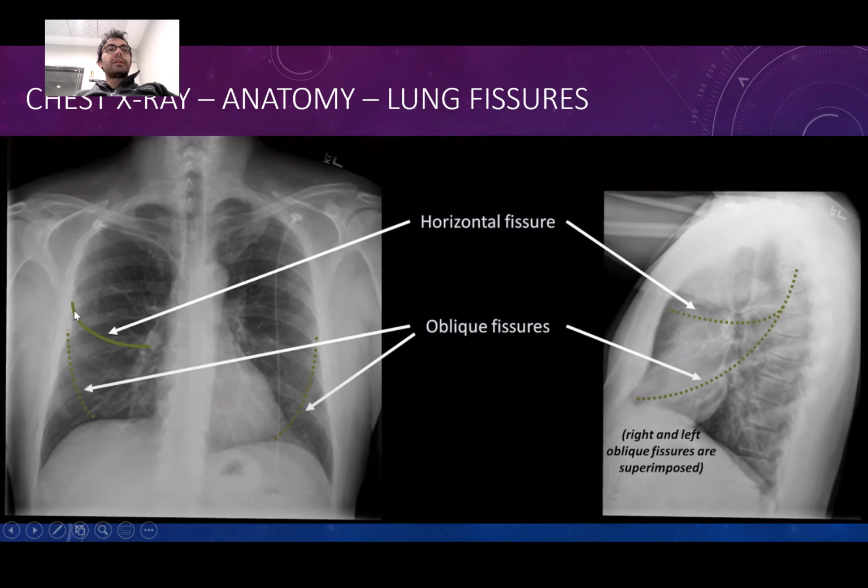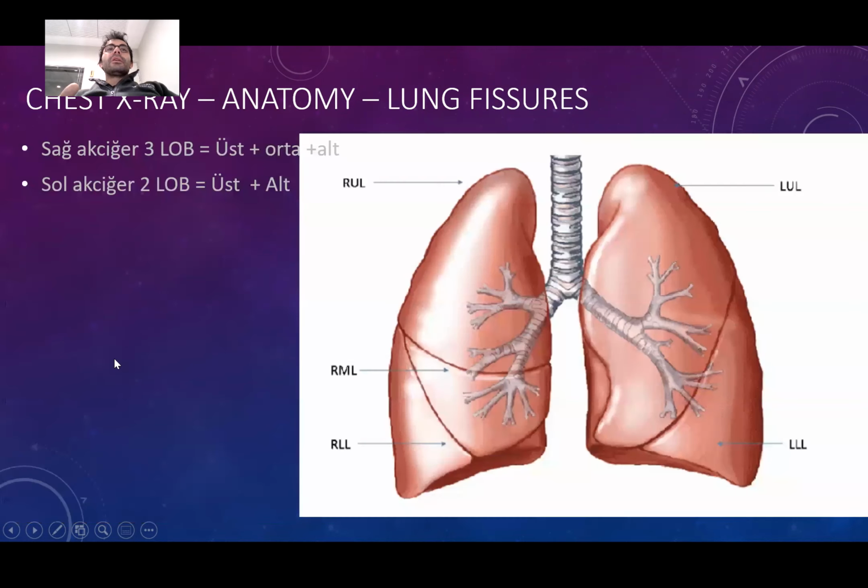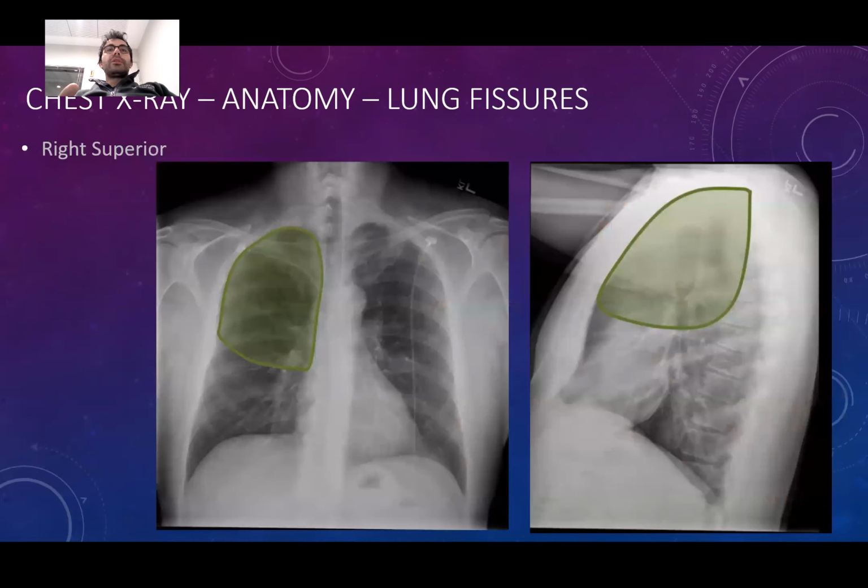Okay. And on the right side, you also have the horizontal fissure, which is between the top lobe and the middle lobe. So 3 on the right, 2 on the left. The right superior lobe is basically like this. We can see the line of the horizontal fissure. If we see something which doesn't cross the horizontal fissure, it is in the top lobe, right? If we see something which doesn't go to the top but stays on the bottom part of the horizontal fissure, then it is in the middle lobe, okay? Because the horizontal fissure is between the top and the middle.